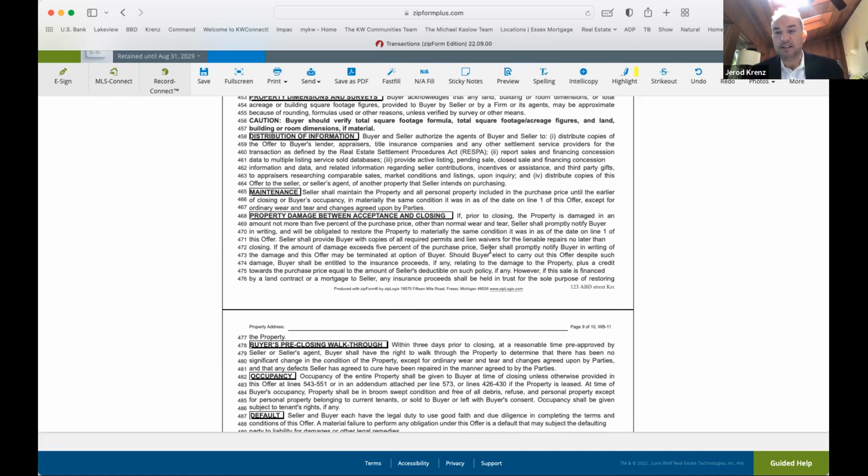Well, seller, you need to go ahead and pay your deductible and put on a new roof, because it needs to be in the same or better condition than when we wrote the offer. And that roof obviously has hail damage on it, so you need to fix that.